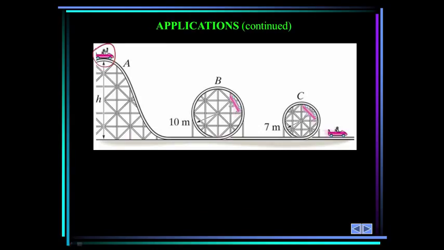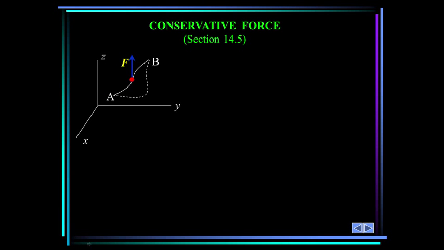Let's say this car at A is released from rest. Can you determine the velocity at points B and C? Can you determine the minimum height h required so that the cars travel around loops B and C without leaving the track? So let's talk about the conservative force.